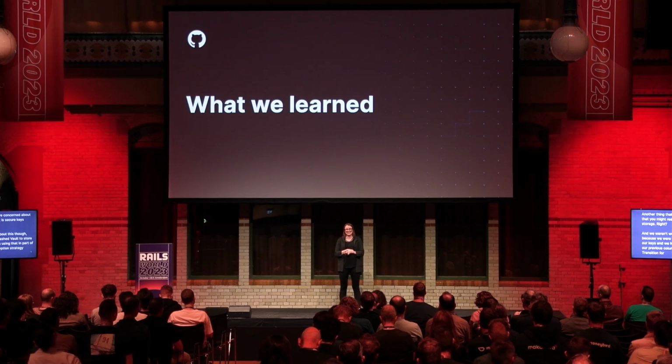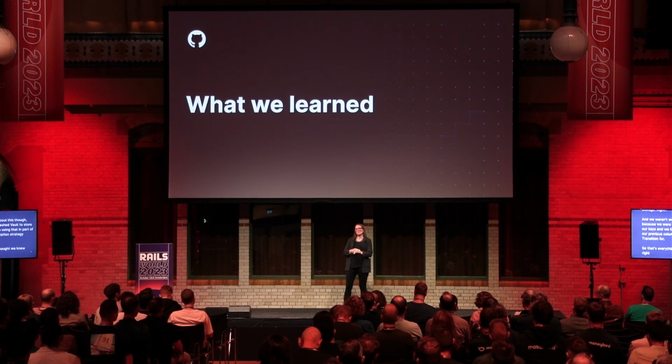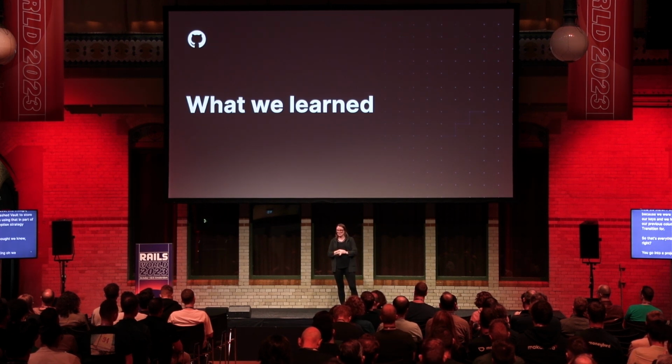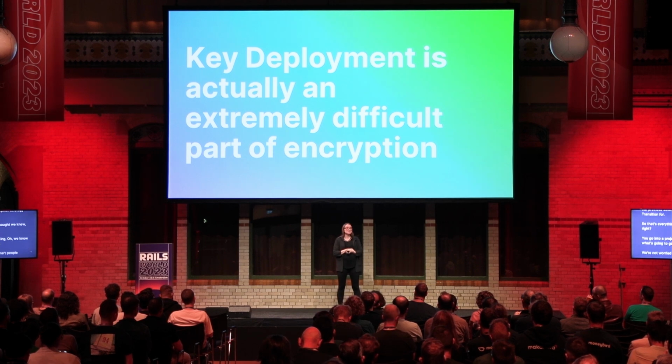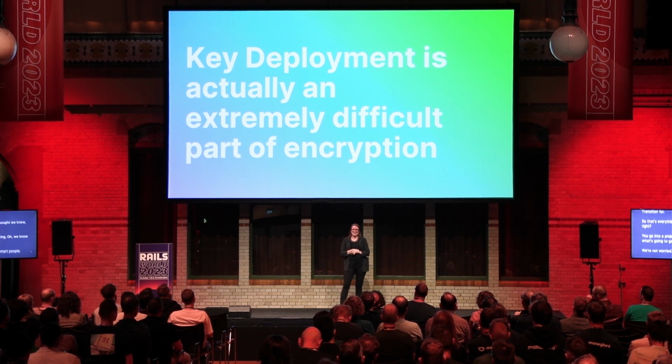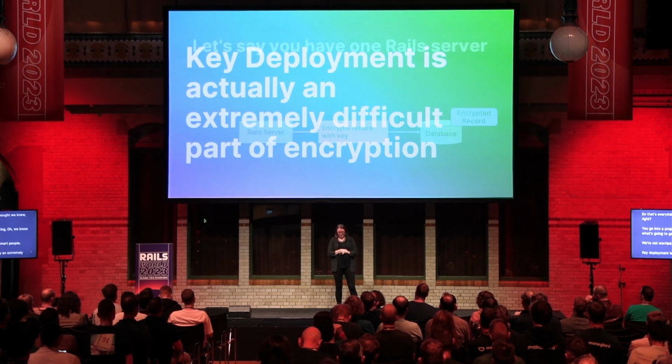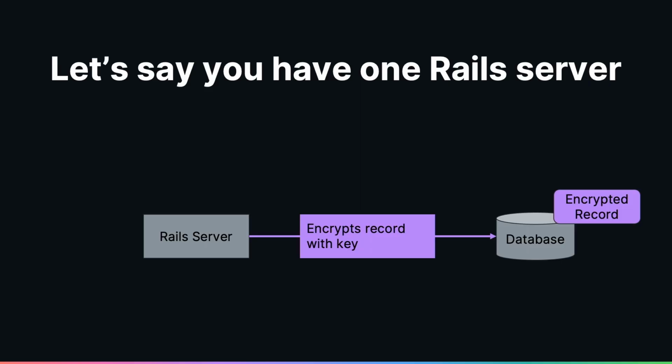So that's everything we thought we knew, right? You go into a project thinking, oh, we know what's going to go wrong. We're not worried. We're smart people. Key deployment is actually an extremely difficult part of encryption. Let's say you have one Rails server, right? And you have ActiveRecord encryption enabled, and you encrypt records with your key, and you save them to the database.